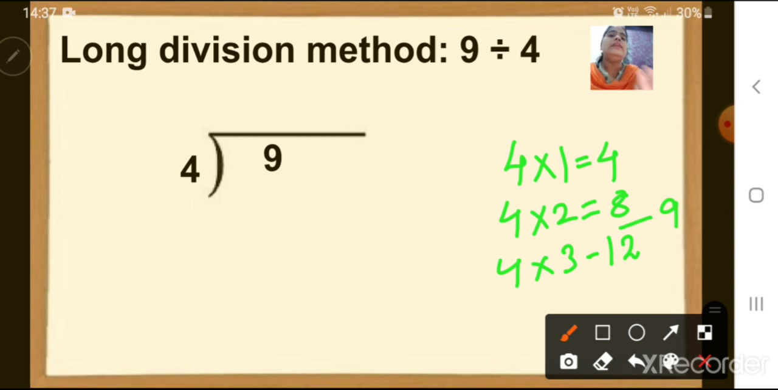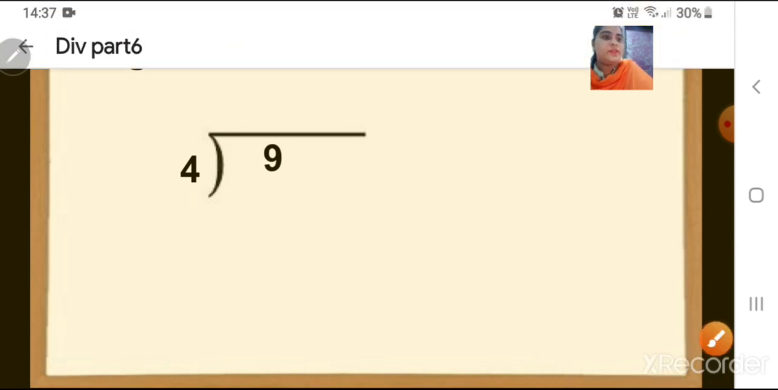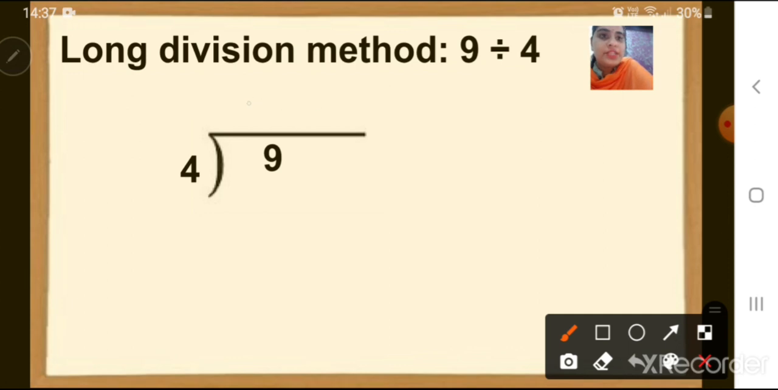Okay. So in this case, we have to find a nearby number which is smaller than 9. Not bigger than. It is very important, children. Listen carefully. It should be smaller than the dividend, the number 9 here. So which number is smaller than 9? Number 8. So what we will do is we will take 4 twos are 8. So we will write here 2. 4 twos are 8, 8 we will write here down.